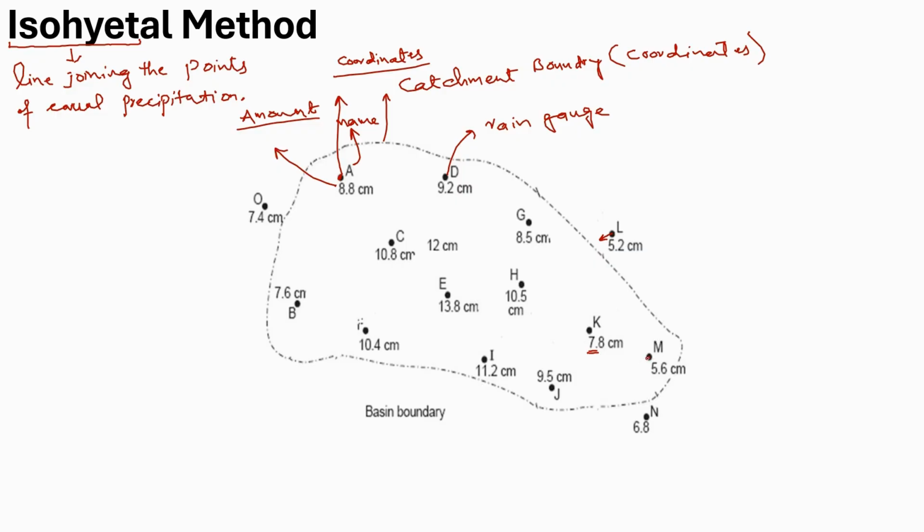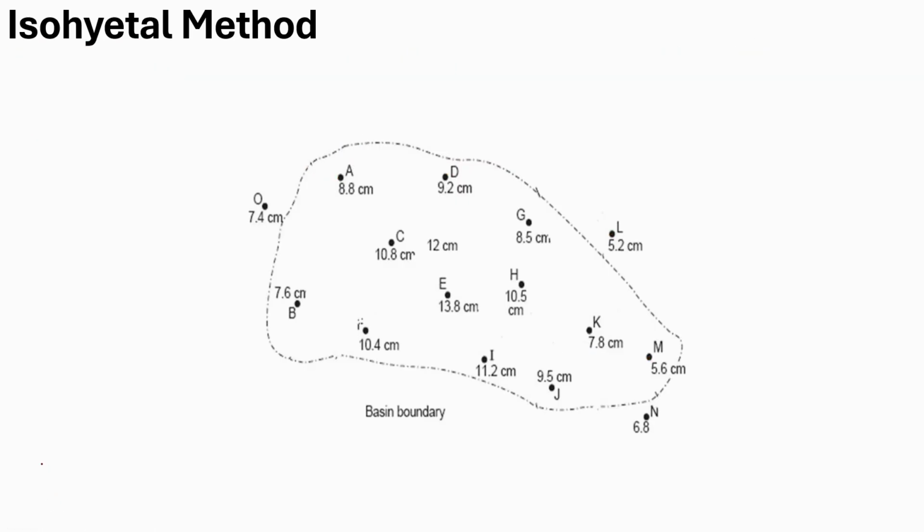Again, for this M station, we will start isohyets from one end of the boundary. You can start from the right side, or you can start from the left side. This basically depends upon the author. So basically, I will start from the right side. So this point is a 5 point. This rain gauge has a precipitation of 5.6 centimeter, and the rain gauge K has a precipitation of 7.8. It means precipitation is increasing on this side.